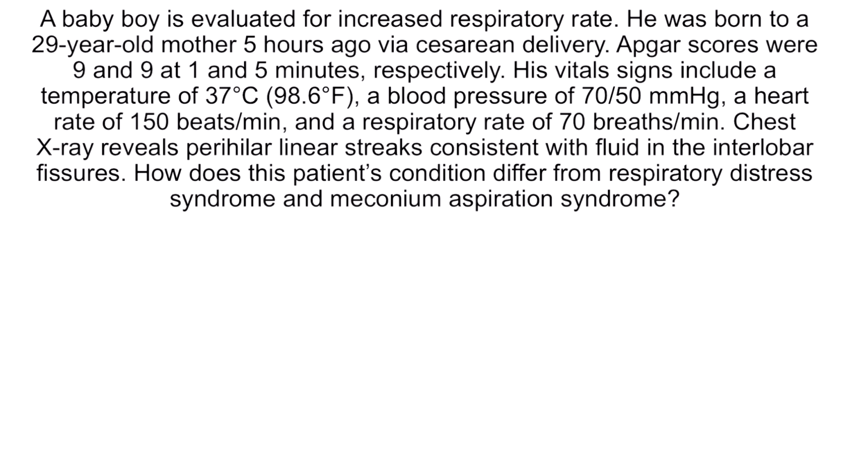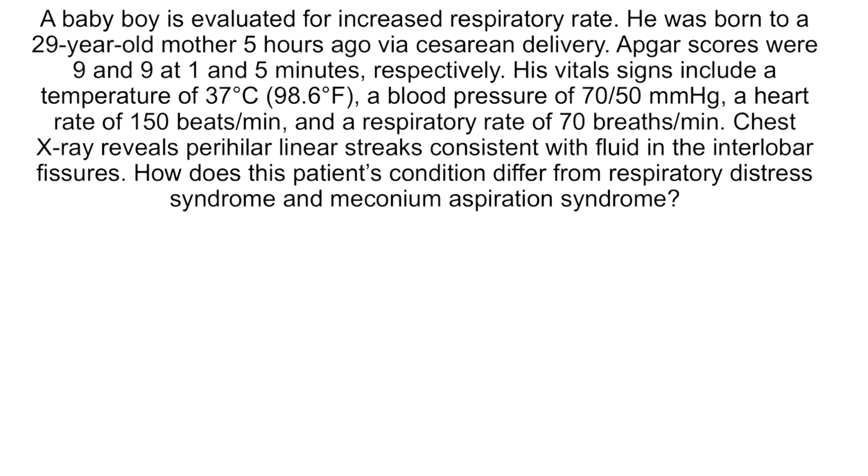His vital signs include a temperature of 37 degrees Celsius, a blood pressure of 70/50 millimeters of mercury, a heart rate of 150 beats per minute, and a respiratory rate of 70 breaths per minute. Chest x-ray reveals perihilar linear streaks consistent with fluid in the interlobar fissures. How does this patient's condition differ from respiratory distress syndrome and meconium aspiration syndrome?